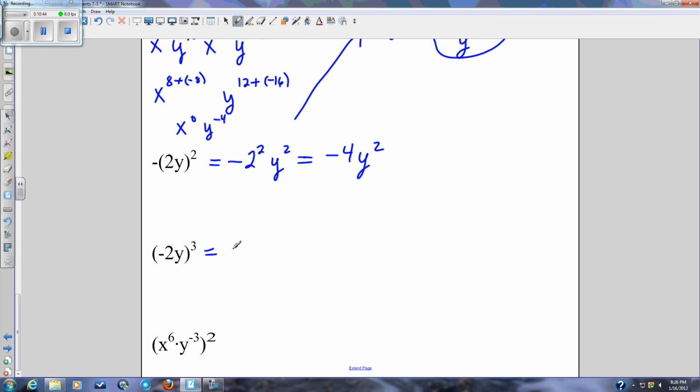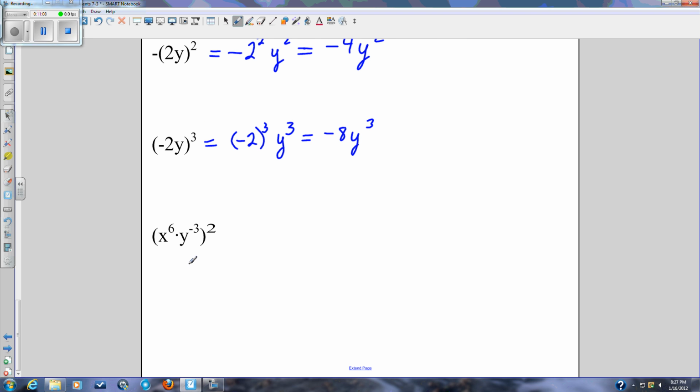Now next here, the negative is in parentheses. So you're going to take negative 2 in parentheses to the third power times y to the third power. Negative 2 to the third, negative 2 times negative 2 times negative 2 is going to give you negative 8 followed by y to the third.